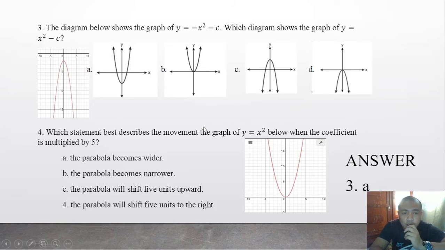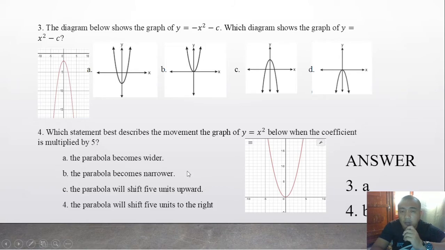Now, number 4. Which statement best describes the movement of y equals x squared below when the coefficient is multiplied by 5? The parabola becomes wider. The parabola becomes narrower. The parabola will shift 5 units upward. The parabola will shift 5 units to the right. Okay, magiging 5x squared na yan. So, anong mangyayari pag greater? I think B is the answer. The parabola becomes narrower. Because the greater the absolute value of A, the narrower the graph.